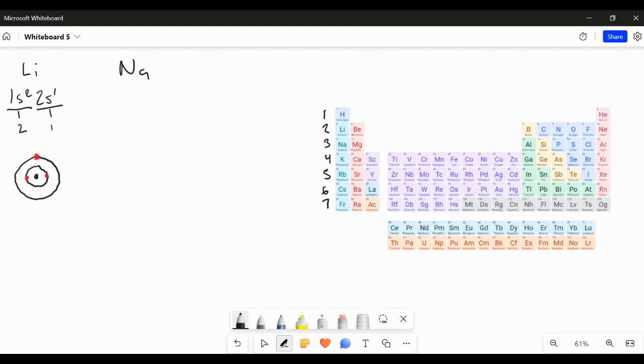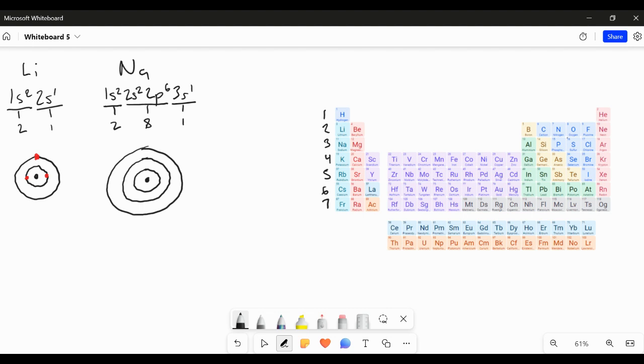Sodium's electron configuration is 1s2, 2s2, 2p6, 3s1. Okay. So the first energy level is going to have 2 electrons. The second energy level is going to have 8 electrons. And the third energy level is going to have 1 electron. So this one's a little bit bigger, so I'm going to give myself a little bit more room. There's my nucleus, make it a little more round. There's 1, 2, 3 energy levels.